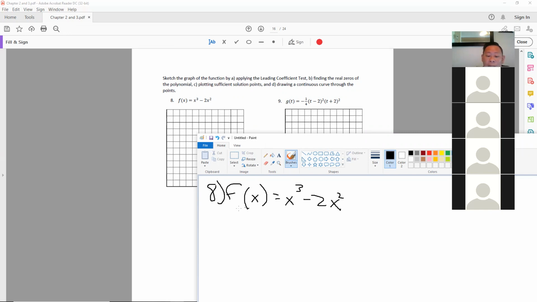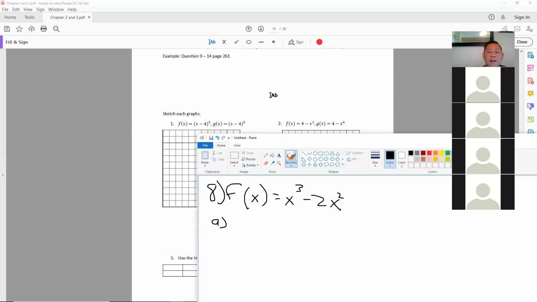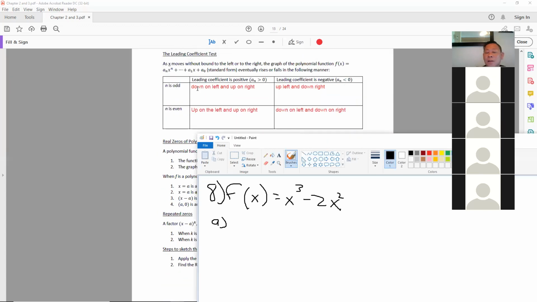The first part, A, is asking us to apply the leading coefficient test. So what is the leading coefficient test? You guys ask me. The leading coefficient test is this one. Either you go down or you go up on the left, or you go down or you go up on the right. So this is what we call the leading coefficient test.